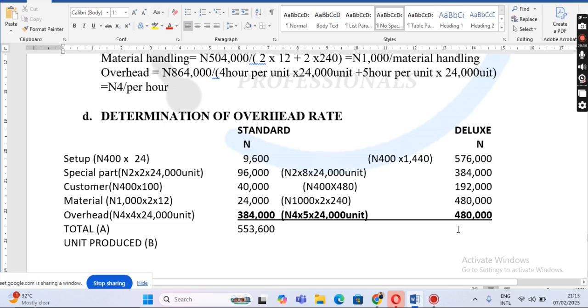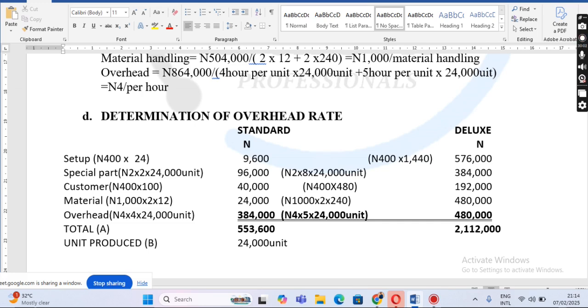Okay, for dealers, we have 2 million 112,000. Okay, good. So the unit produced for each of them is 24,000 units.